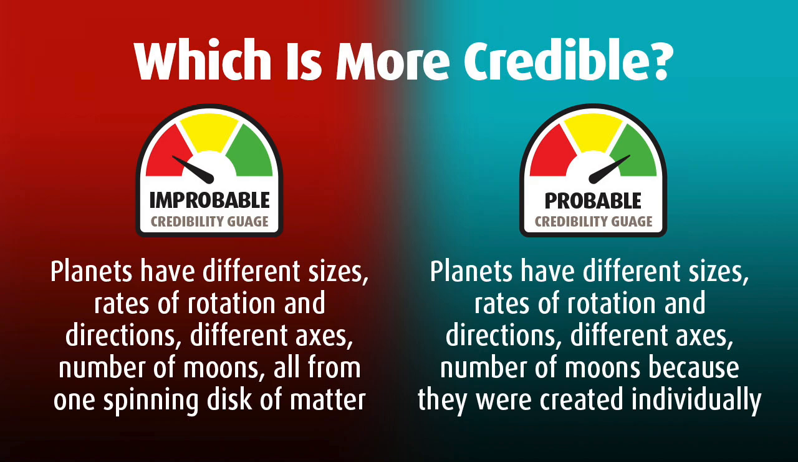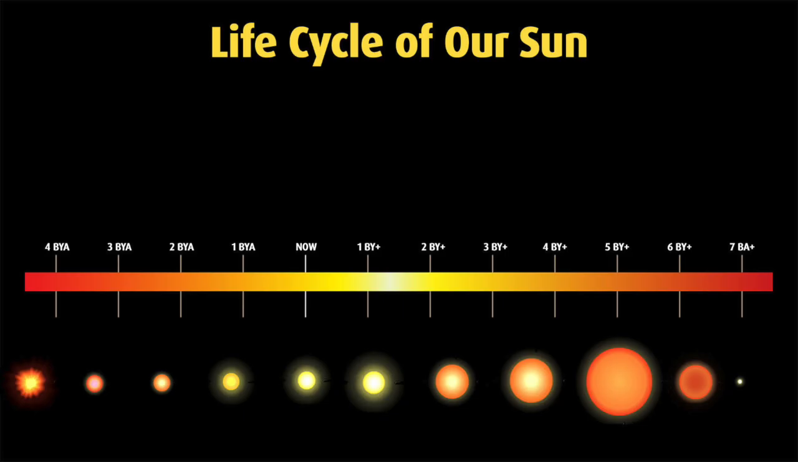Or planets have different sizes and rates of rotation and direction and different axes and number of moons because they were created individually. Now, this is the accepted astrophysical science explanation of the life cycle of a star the size of our sun. Here we find ourselves now, about 4.5 billion years since the birth of our sun, and our sun is stable. So this is life as we know it.